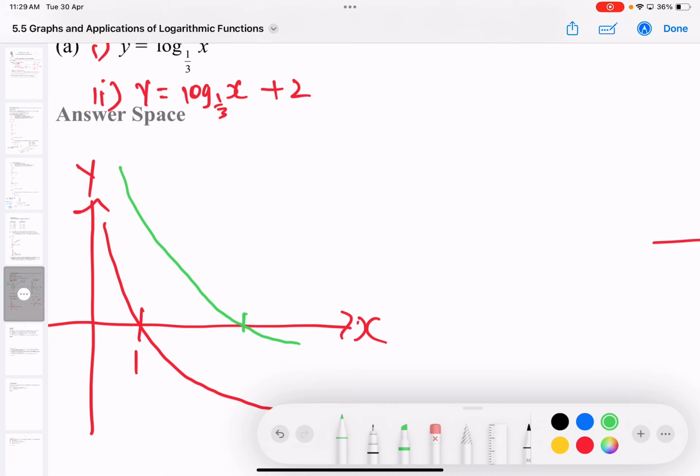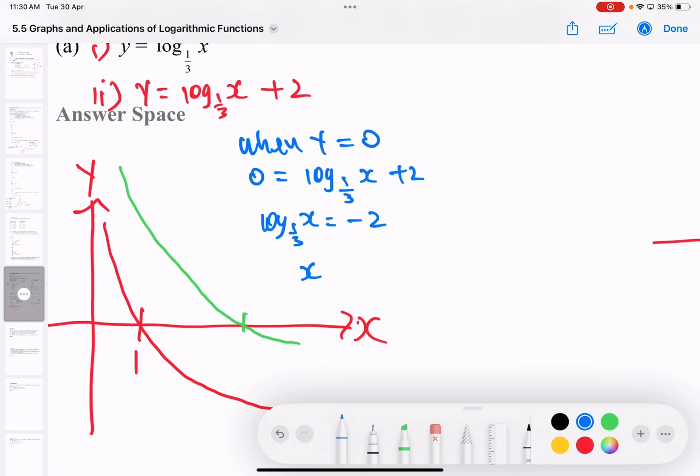So the only way for us to find out whether there will be an x-intercept is that we need to do substitution. Over here at this point, the value of y is 0, so let us substitute inside. When y is 0, 0 is log 1/3 x plus 2. I bring the 2 over. Log 1/3 x is equals to negative 2. So therefore x is 1/3 to the power of negative 2.